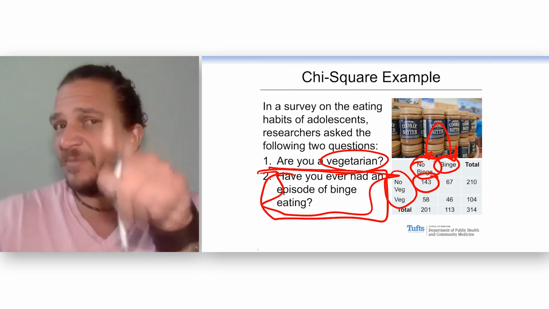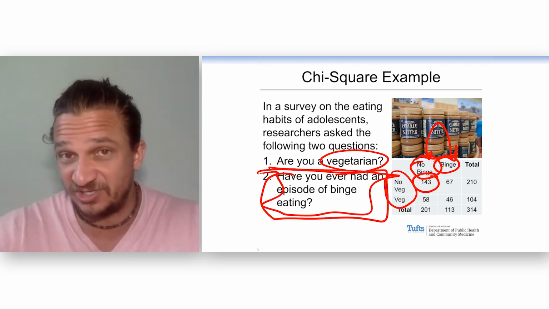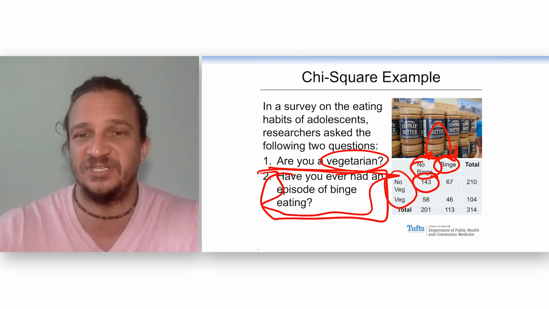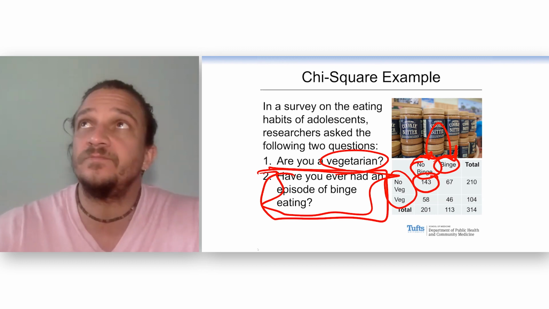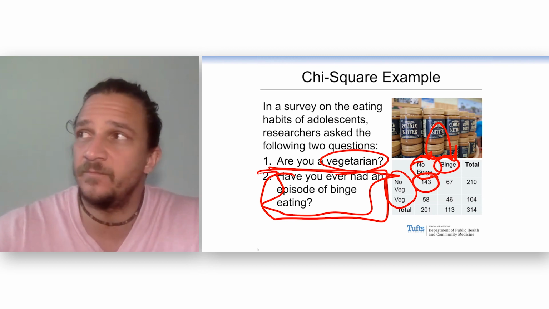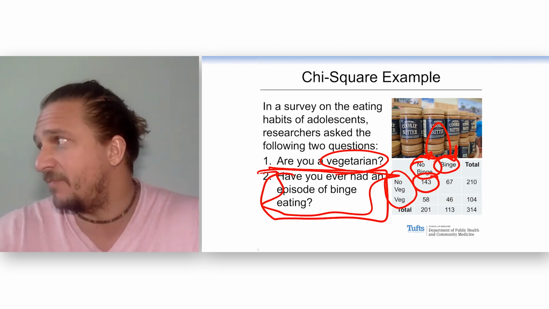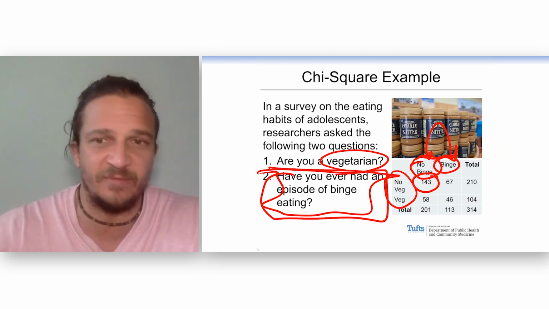And we have to be careful about causality and directionality here. This is a cross-sectional study. I just took a bunch of people and asked them questions. You can make some assumptions. What causes what, right? Does being a vegetarian relate to binge eating? If you're a vegetarian, you might be hungry. You might be more apt to buy stuff like Doritos. Doritos lead to binge eating.